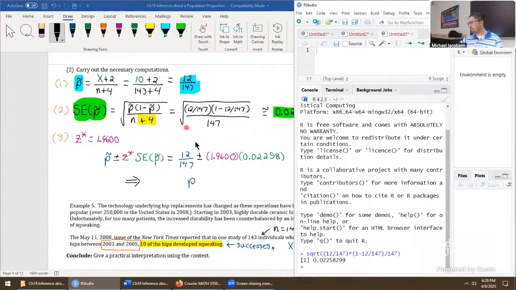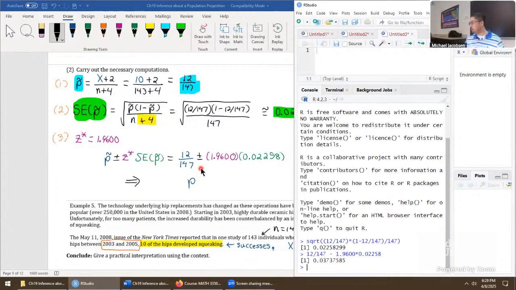Back into the calculator, we're just throwing in this structure, 12/147 minus 1.9600 times 0.02258. So here's our lower bound to start. One thing I should mention is when you use the +4 method, there is a possibility that this could become negative. If that's the case, you just use your best guide and round it up to 0% if that ever comes out as negative.